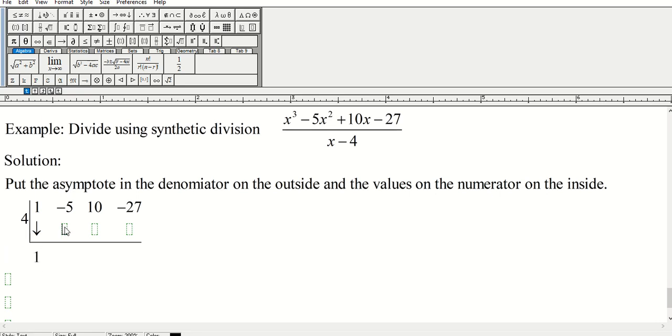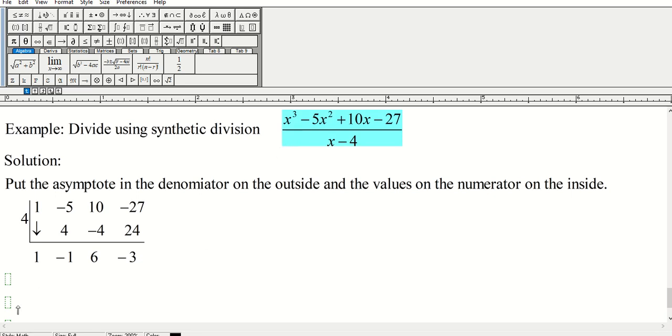1 times 4 is 4. Add down. 4 times negative 1 is negative 4. Add down. 4 times 6 is 24. Add down. And we have our solution.